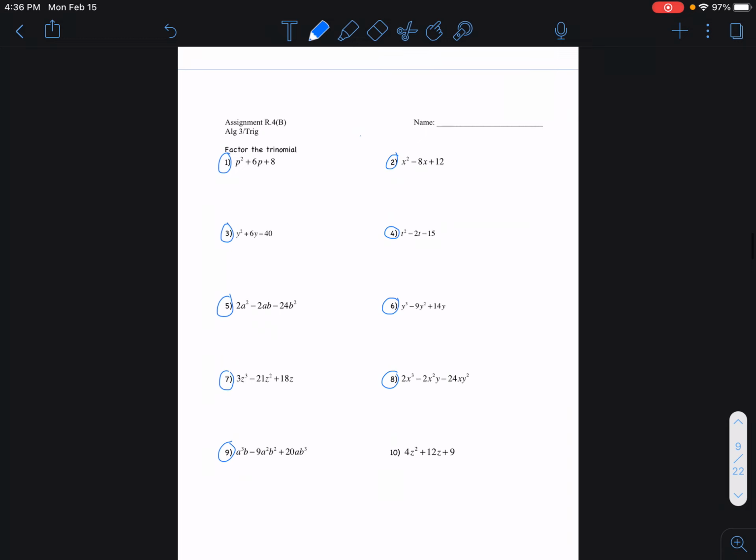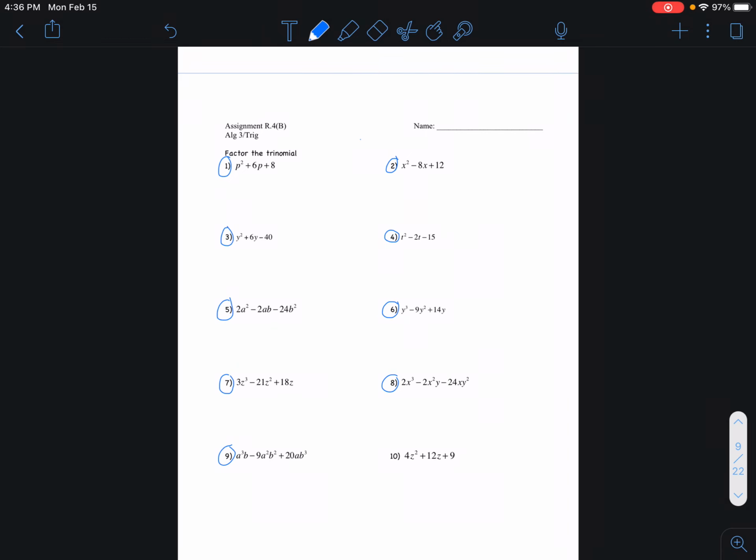So there are 9 problems here that are easy trinomials. I'm going to go over about half of them for you. I'll hit up the evens so that you guys can hit up the odds.